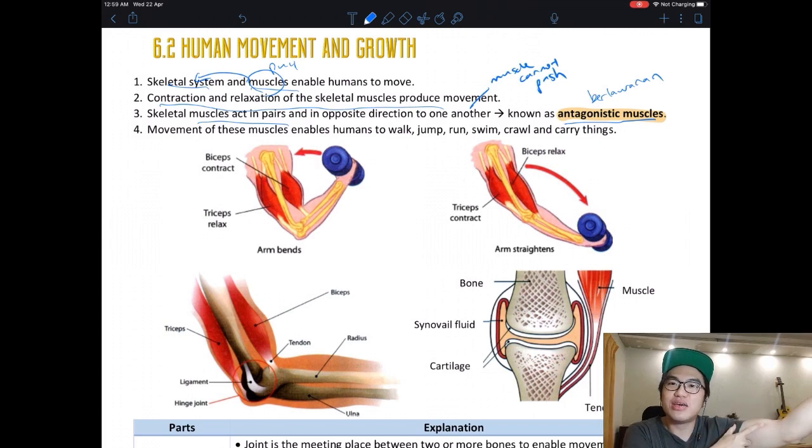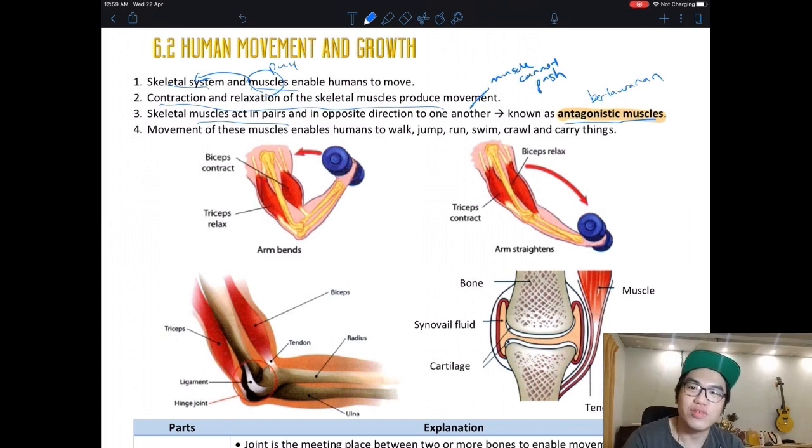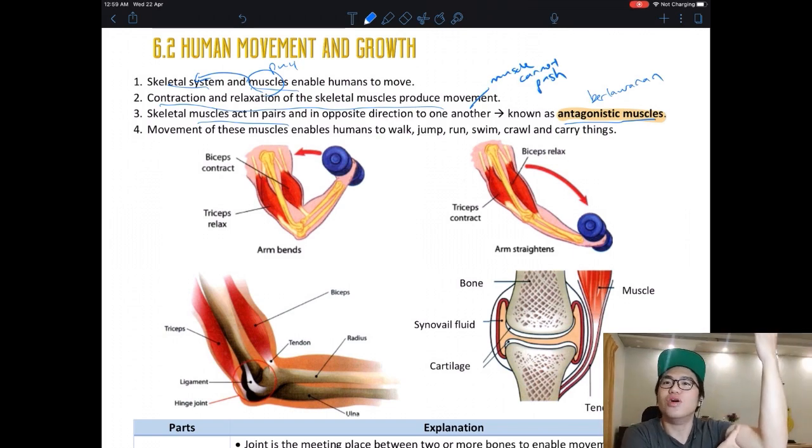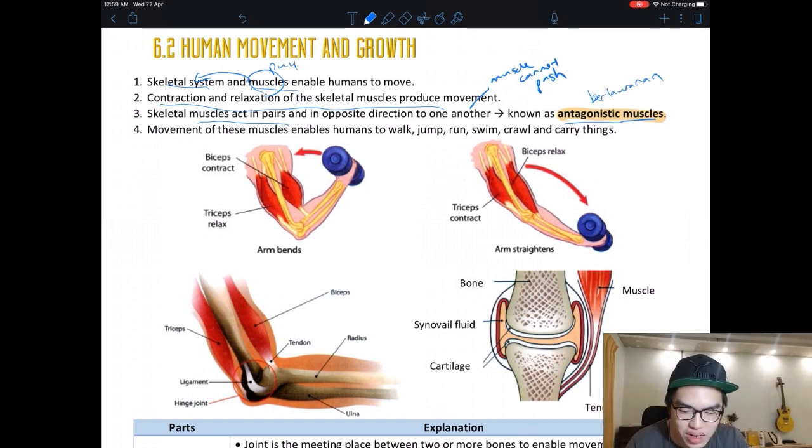If this thing pulls, contracts, this thing will relax. If this contracts, pulls, this will relax. So can you see? One relaxes, one contracts. It must be this way. It cannot be both contract, then where should I go? It cannot be both relax, then my arm will not be moving anywhere. So they act in pairs, enabling us to walk, jump, and so on.